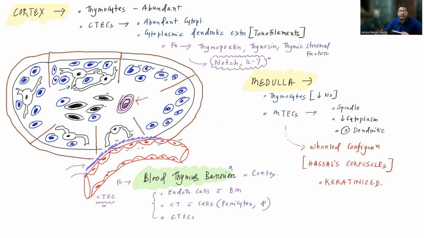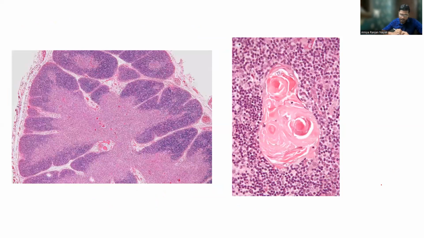So this is about the medulla. The medulla will have a lesser number of thymocytes. That is why it is lighter in appearance. It will have medullary thymic epithelial cells, which are spindle shaped, with lesser cytoplasm, and they will not have dendritic projections. In some portions of the medulla, these epithelial cells will make a concentric fold configuration. These are known as Hassall's corpuscles. These are thought to be remnants of epithelial tubes of the pharyngeal pouches, and these are keratinized. So if you see the histology structure, if you see this area first.